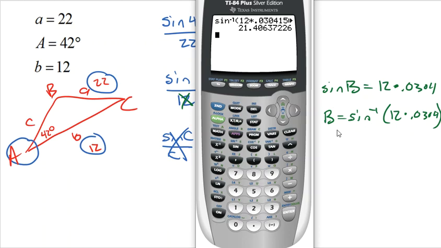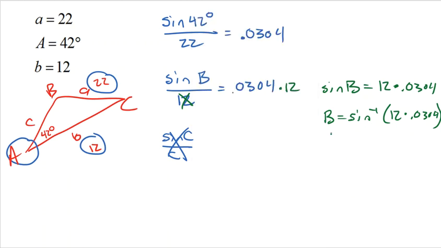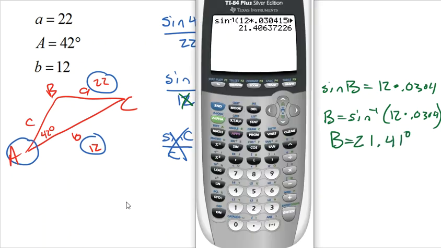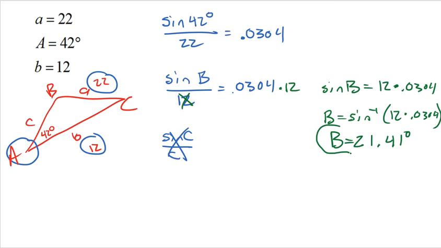21.41 degrees. So big B is 21.41 degrees. Pretty easy. I mean, look at that. Again, previous problems couldn't do it. So I just knew right away there's no solution. Here I know there's a solution. All right, so now I got big B.